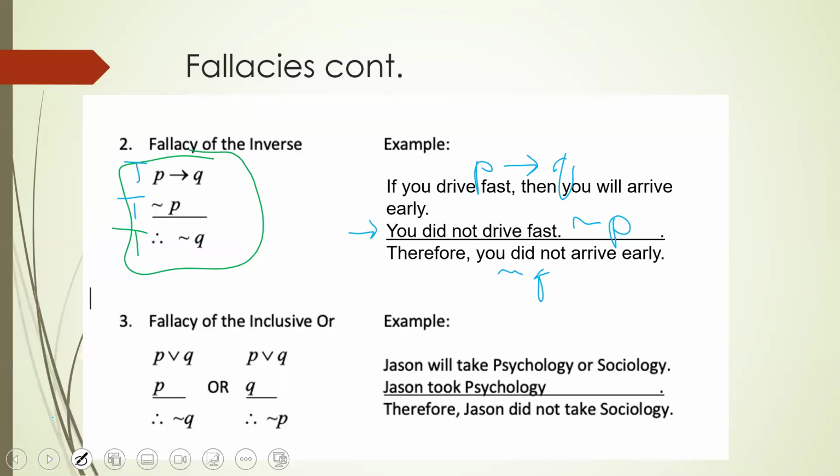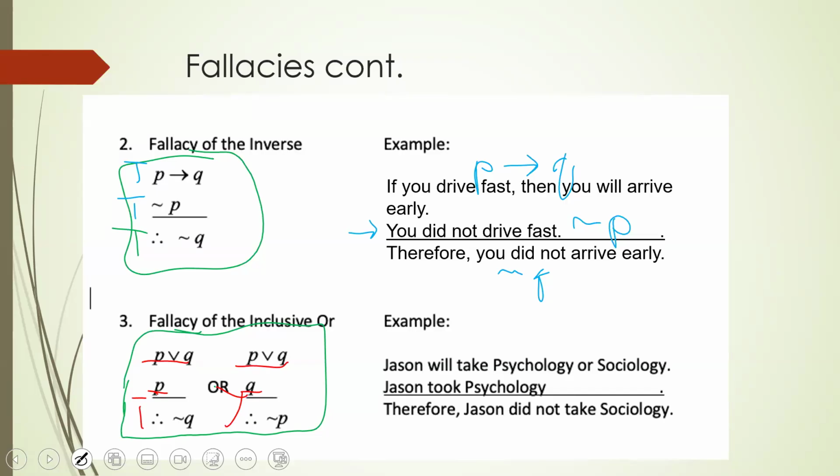All right, and the last one of these is the fallacy of the inclusive or. This one is really interesting because it shows the difference between or in math and or in our common language. This one again has two forms, and they're both very similar except for a letter. In both, we're told that P or Q is true, and then we either assume P is true or Q is true, and then the issue is that we conclude that not Q is true or not P is true, or in other words, that Q is not true or P is not true.